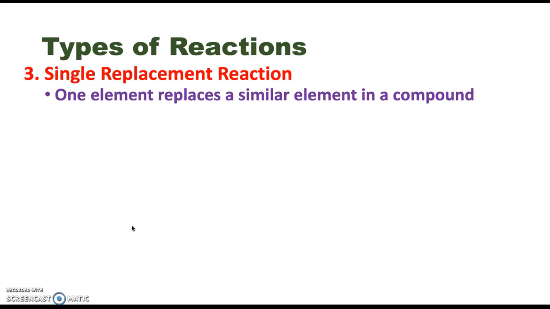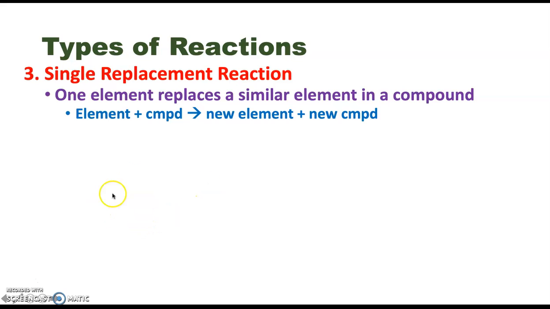A single replacement reaction. This is where you'll have an element that will come in and replace a similar element in a compound. So you'll have an element that's on its own, but it'll come kick out an element that's in a compound. One of the ways to recognize this is you'll always have an element plus a compound. It'll make a new element and a new compound. So there will be two things on each side of the arrow. That's one way to identify it.